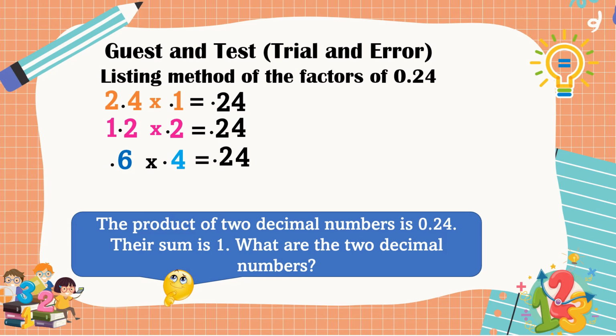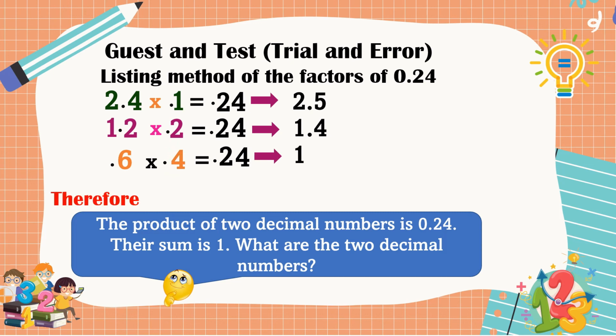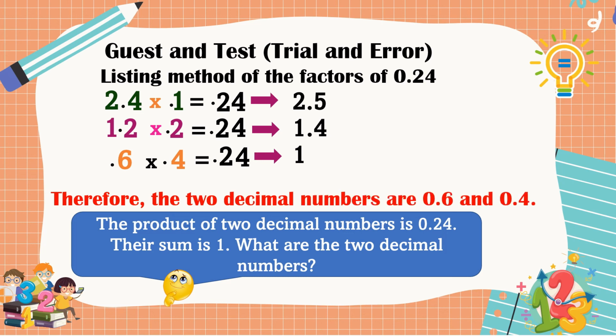So let's find the second condition. Their sum is 1. So we're going to add all the factors. 2 and 4/10 plus 1/10 is equal to 2 and 5/10. 1 and 2/10 plus 2/10 is equal to 1 and 4/10. 6/10 plus 4/10 is equal to 1. So the two decimal numbers are 6/10 and 4/10.